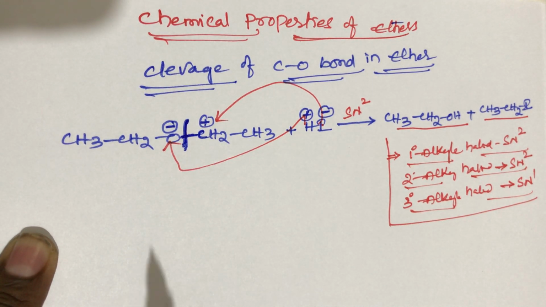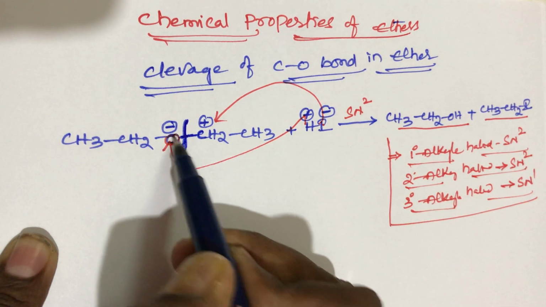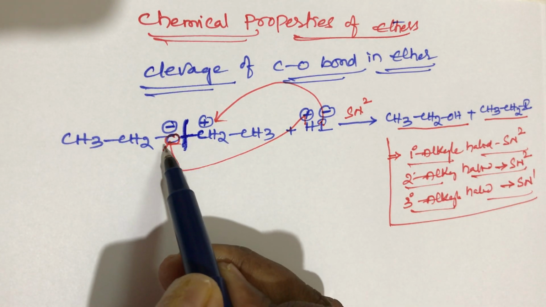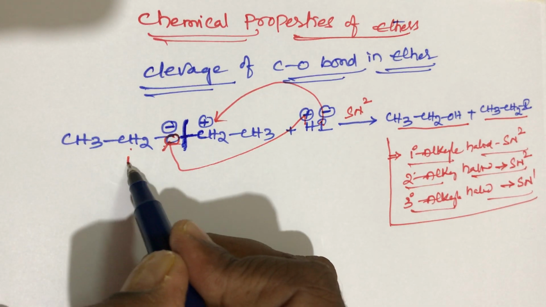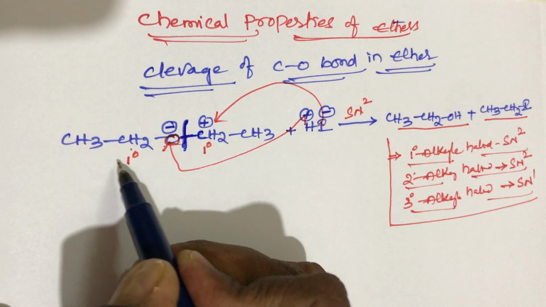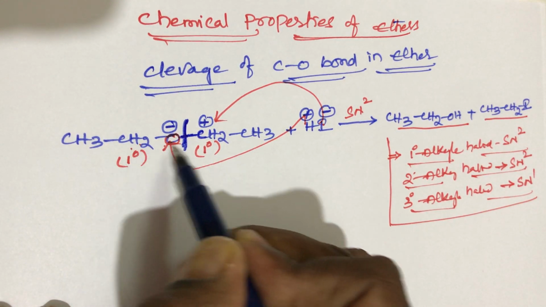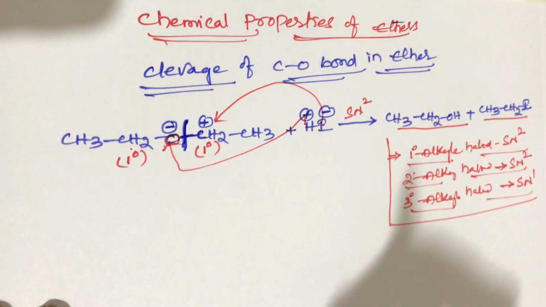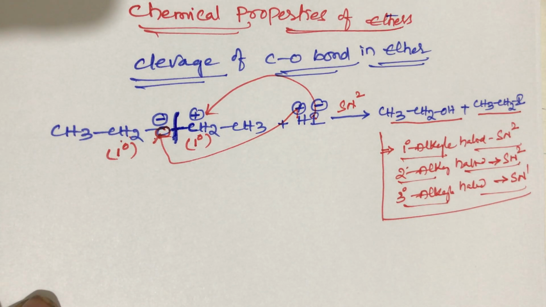In this compound, the oxygen on the left-hand side is connected to a primary carbon, and the right-hand side is also connected to a primary carbon. These both are primary carbons, students. The CH2 group connected with oxygen is a primary carbon, so it follows the SN2 mechanism. The products are an alcohol and an alkyl iodide, ethyl iodide. This is the simple trick for students.